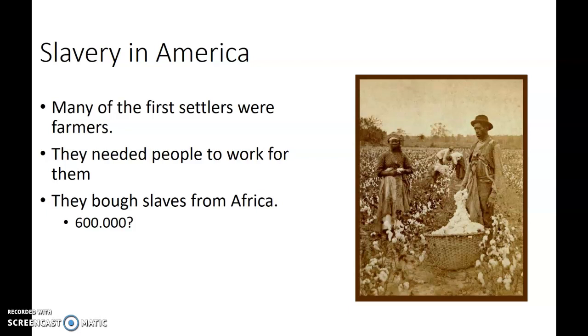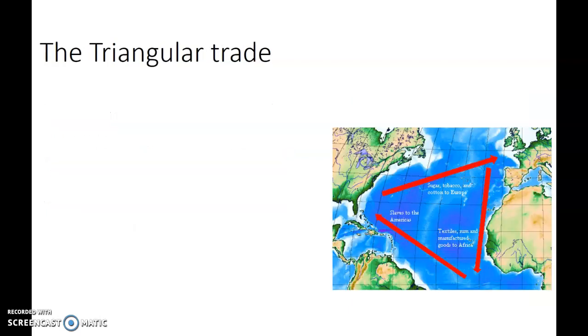Some say that about 600,000 slaves were kidnapped, taken from Africa and taken by ship over to America and then sold as slaves in America and the United States. This was very good for the triangular trade. And this is something you need to remember because you're going to come across the triangular trade more than once later on.